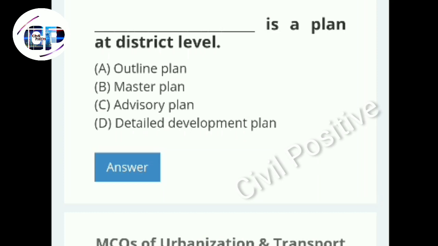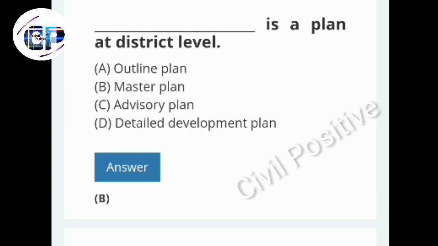This is a plan at a district level: outline plan, master plan, advisory plan, detailed development plan. Answer B, master plan.